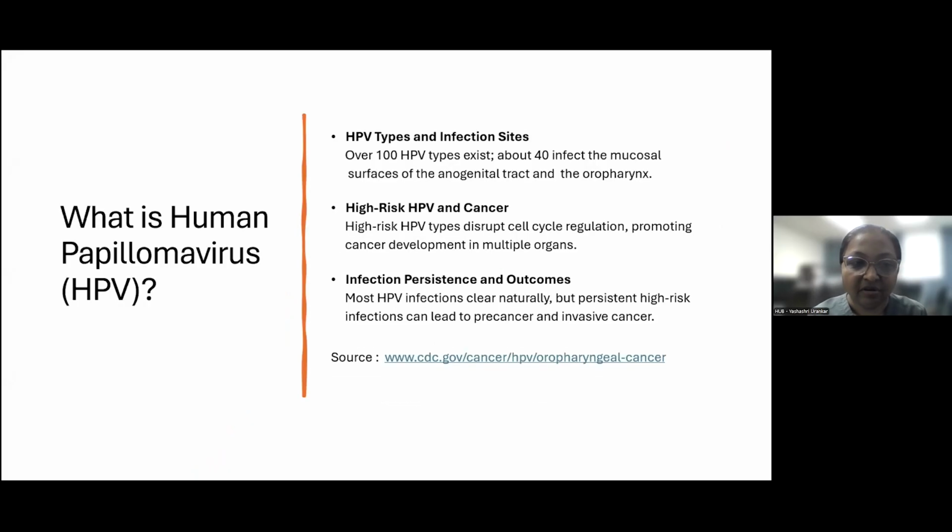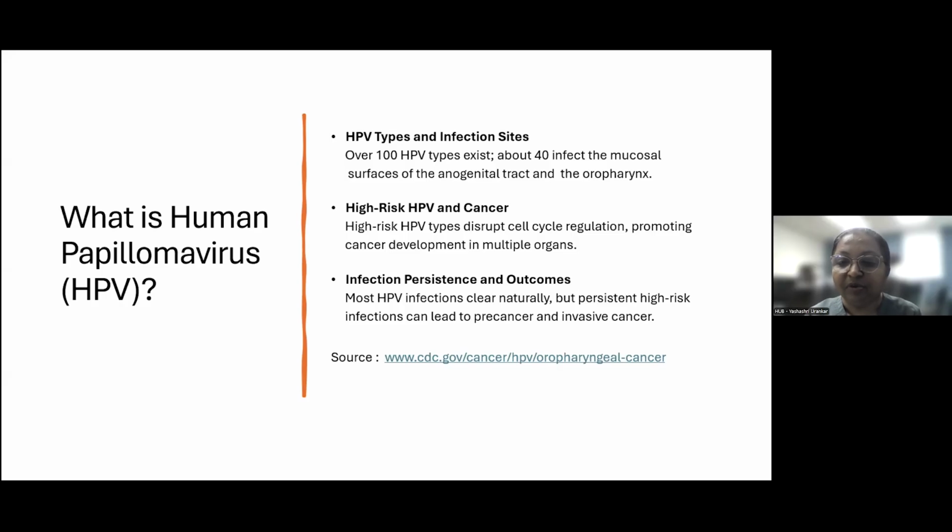So, what is a human papillomavirus? The human papillomavirus is the most common sexually transmitted infection worldwide and in the United States. More than 100 distinct HPV types have been identified, of which approximately 40 infect the mucosal surfaces of the anogenital tract and the oropharynx. These mucosal HPV types are broadly classified into low risk and high risk categories based on their oncogenic potential. The high risk HPV types, particularly HPV 16 and HPV 18, are capable of integrating into host DNA and disrupting the normal cell cycle regulation, thereby promoting carcinogenesis.